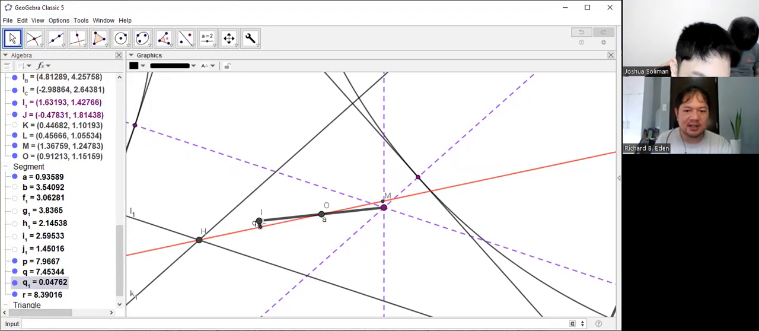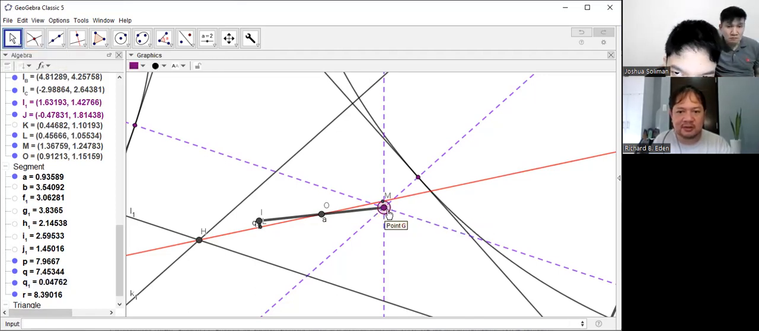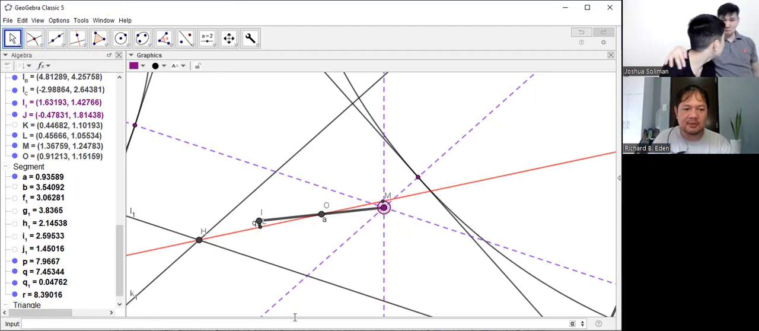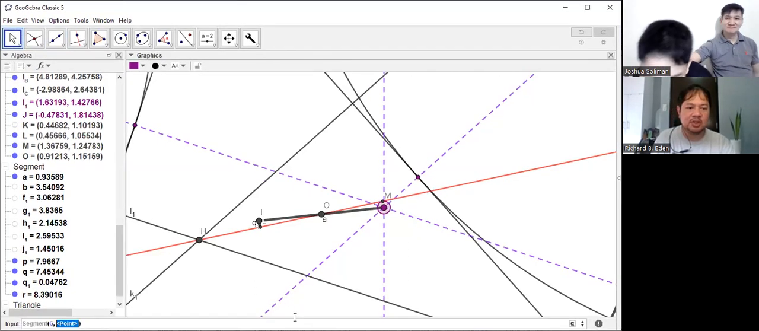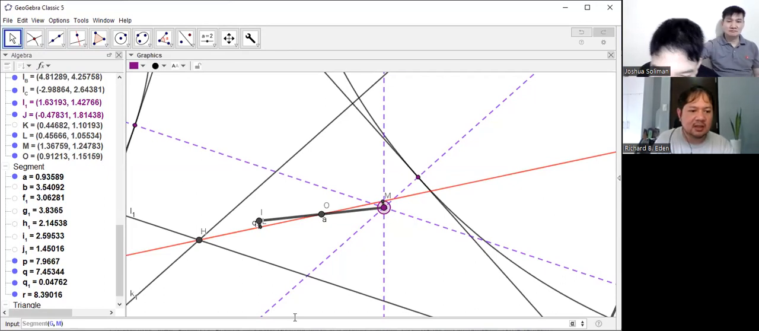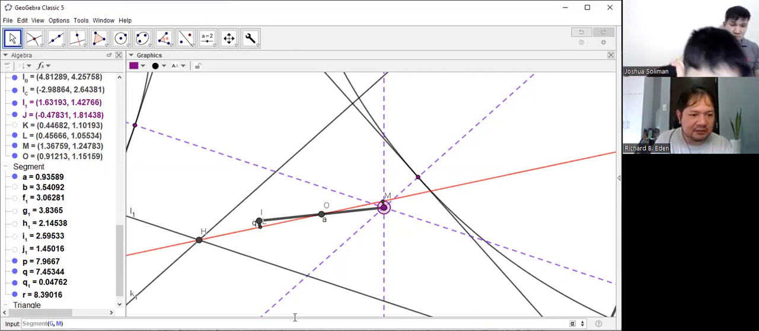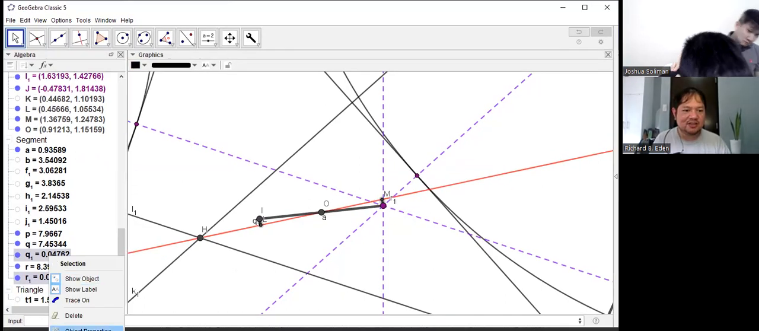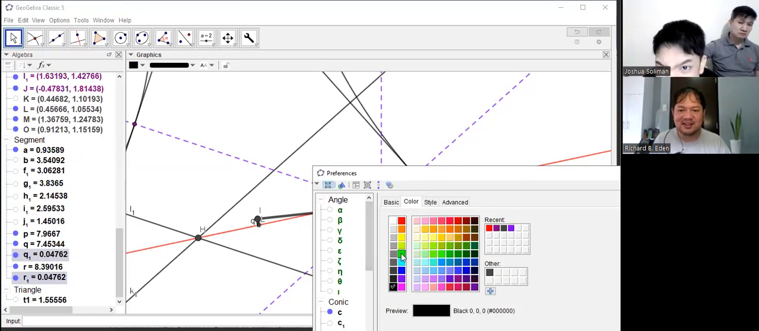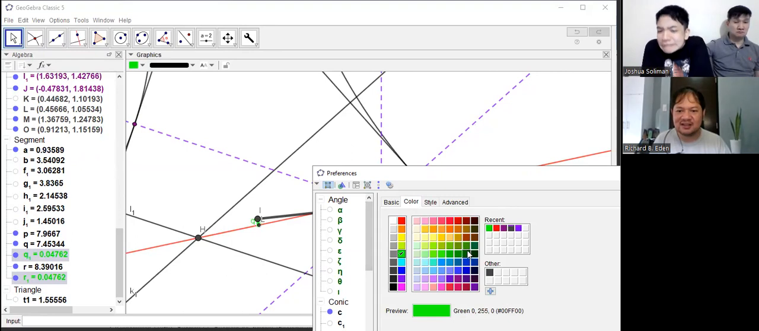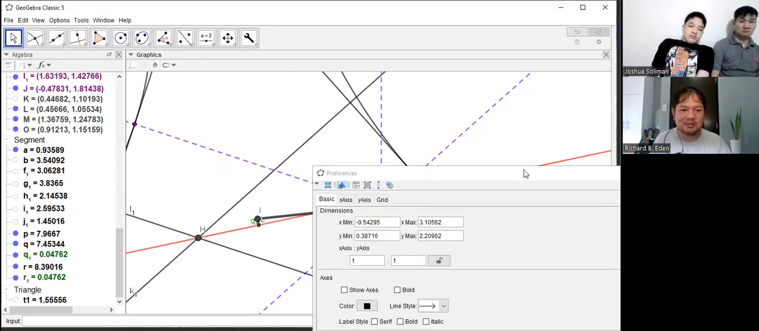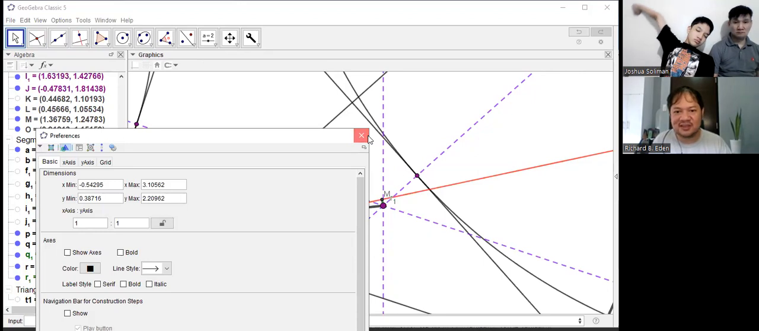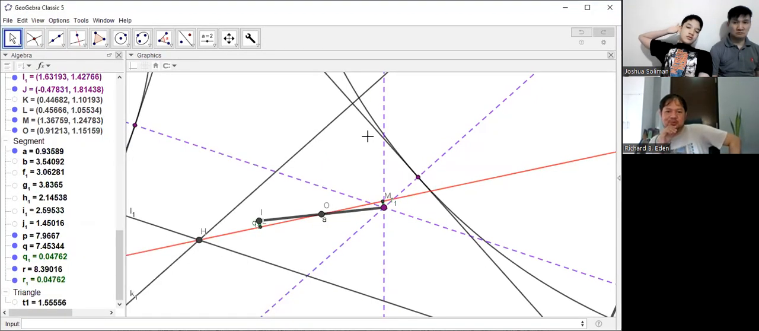So Q1, and then what point is this? This is point G going to M. Segment from G going to M. So the new segment on the left, will it be the same as Q1? Yes. So R1 and Q1 are equidistant. That's dark green. 0.0476.